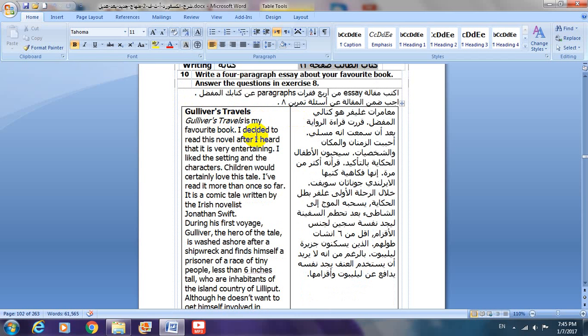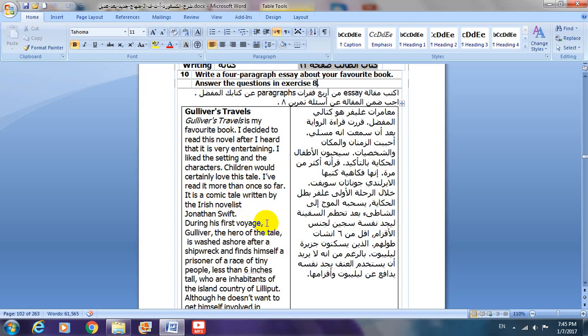I decided to read this novel after I heard that it is very entertaining. I like the setting and the characters. Children would certainly love this tale. I have read it more than once so far. It is a comic tale written by the Irish novelist Jonathan Swift.